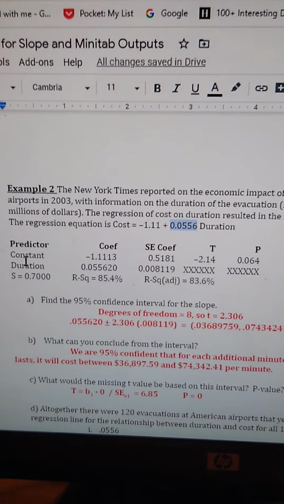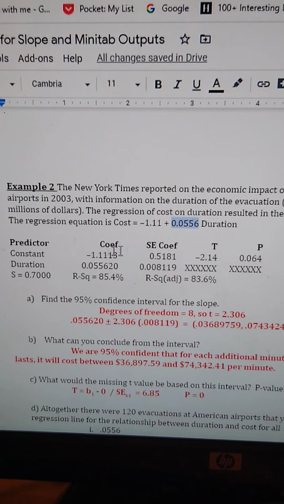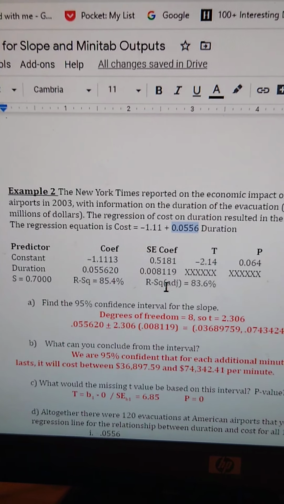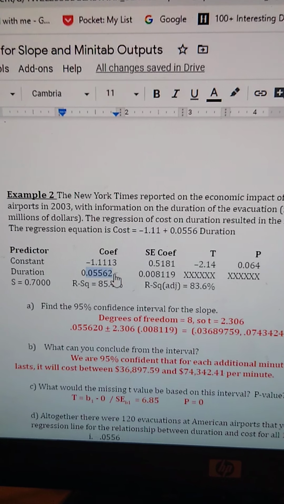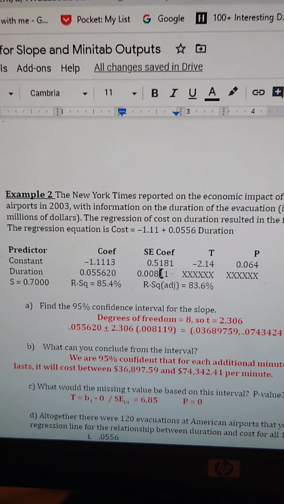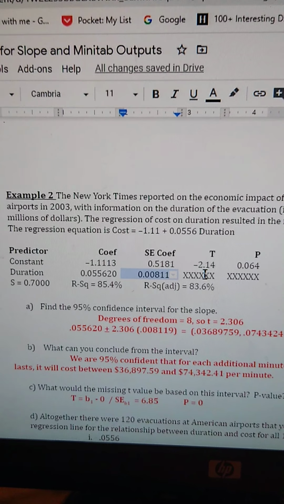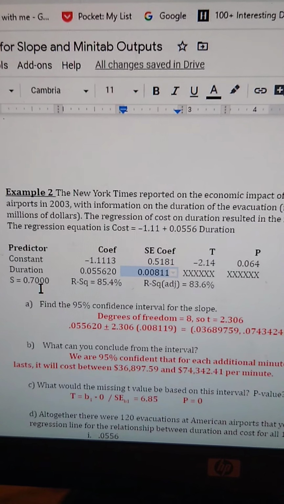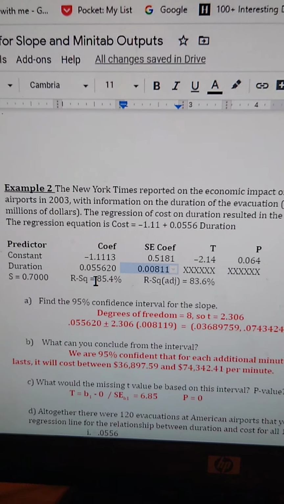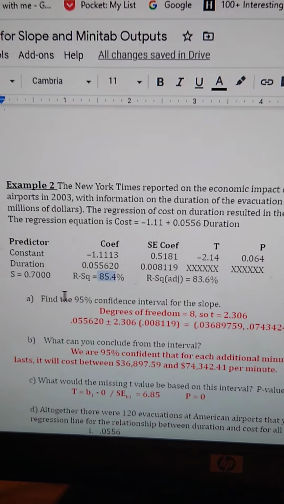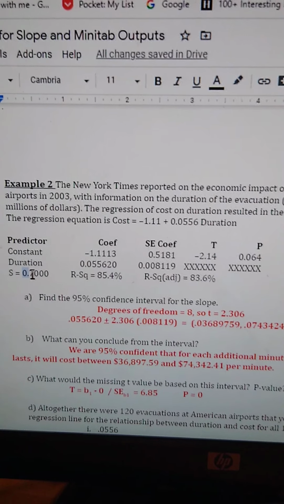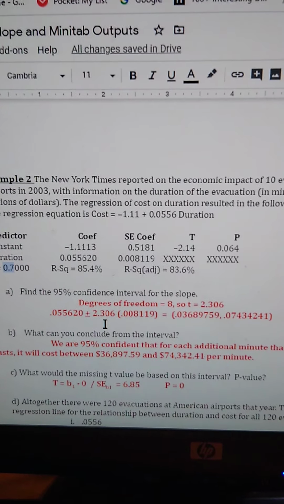So again, looking at the output, this top line means nothing. That's about the y-intercept, and I don't need it. I'm focused on this second line. Here's my slope. Here's SE sub b sub 1, the spread of the slope. We're going to find t and p in a moment. They didn't give us r this time, but we can find r by just taking the square root of 0.854, like we did earlier this year. I do have typical residual size, that's 0.7. Pretty small spread.